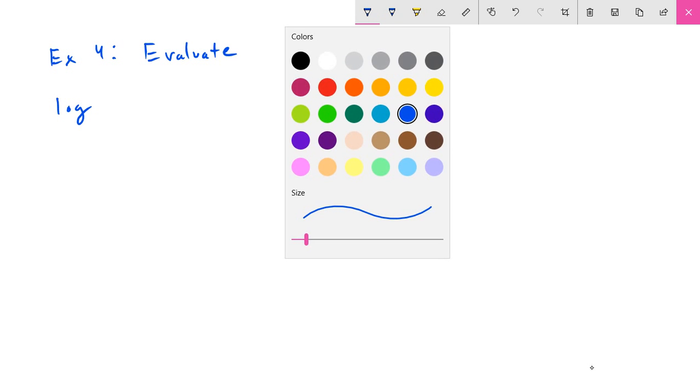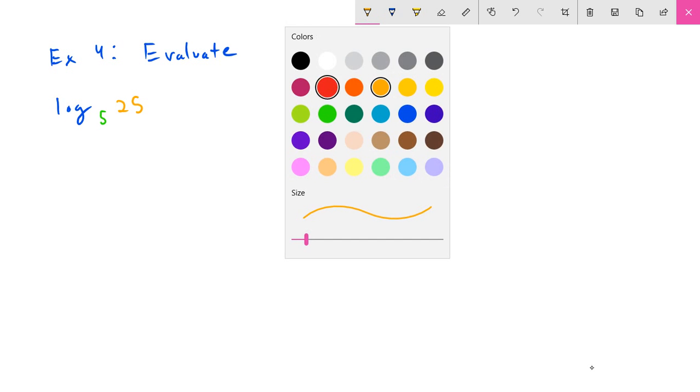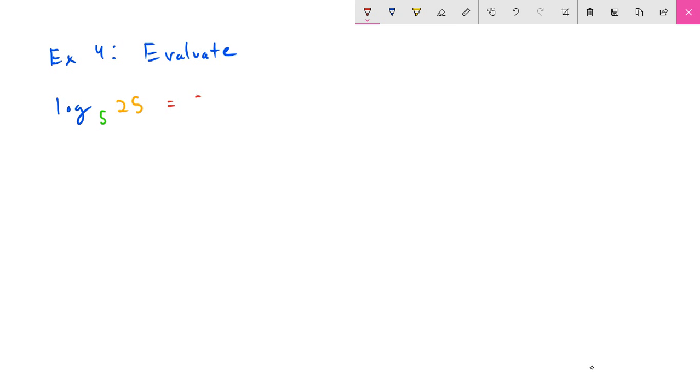Example 4. All this is going to say is evaluate, and you've got to give the answer. So for example, you're going to see something like this: log base 5 of 25. What is that? What's the answer to this? Edgar's already given us the answer. He said it's 2. That's right.